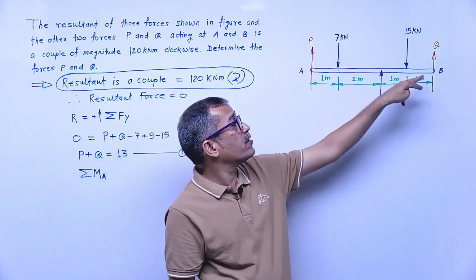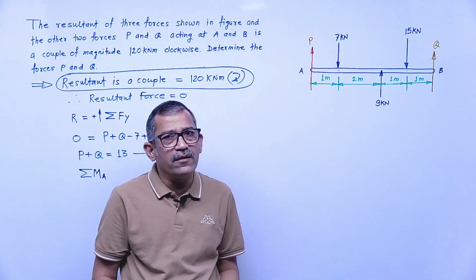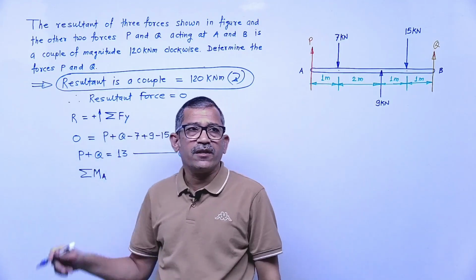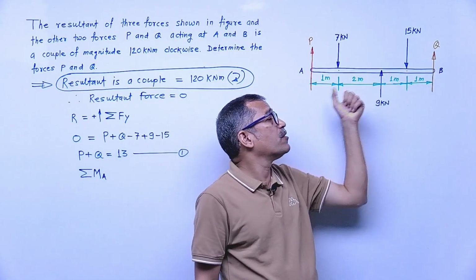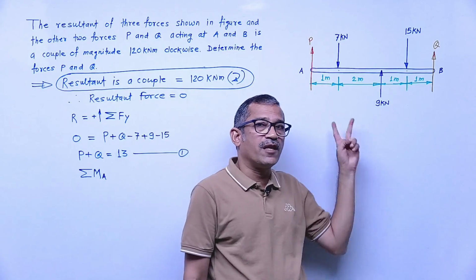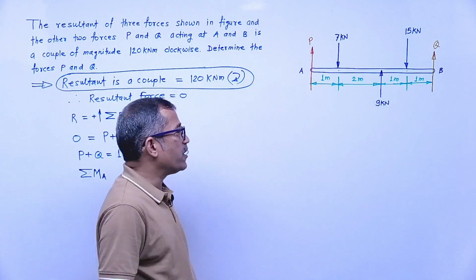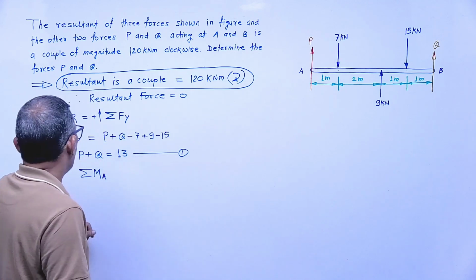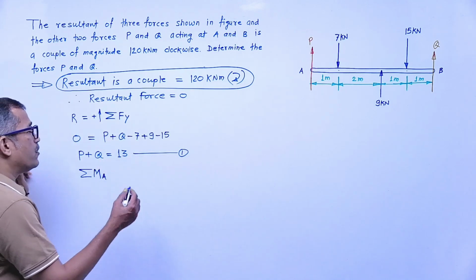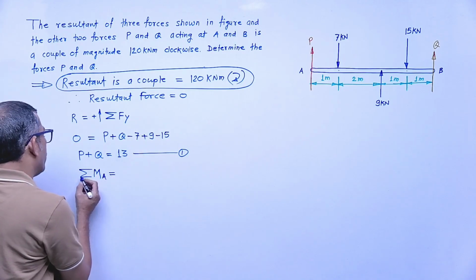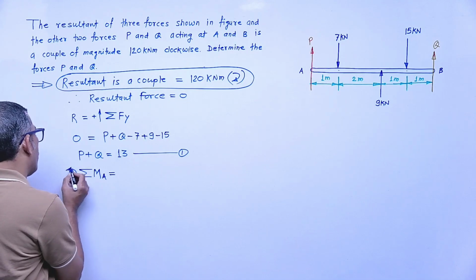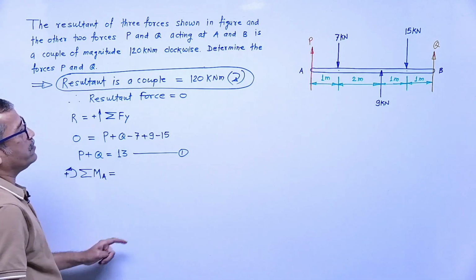Or you can take sum of moments about point B, and that resultant couple is same, 120 kilonewton meter clockwise. If we take moment at B, moment of Q becomes 0, what will we get? P. Means one answer we will get from the resultant moment, and then substitute in equation 1, we will find out the other unknown. Third, I am now taking sum of moments about point A, taking anti-clockwise moment positive.